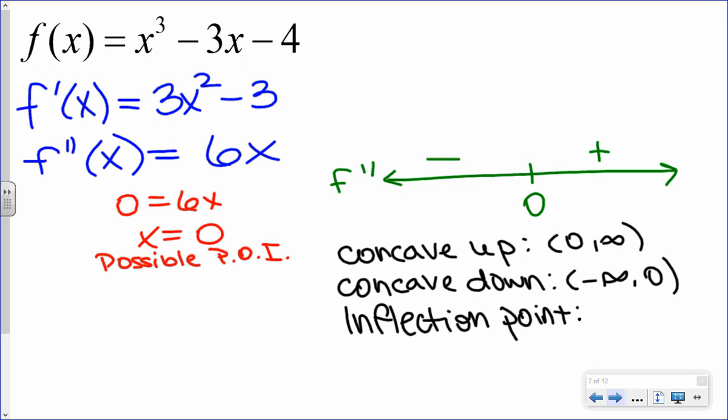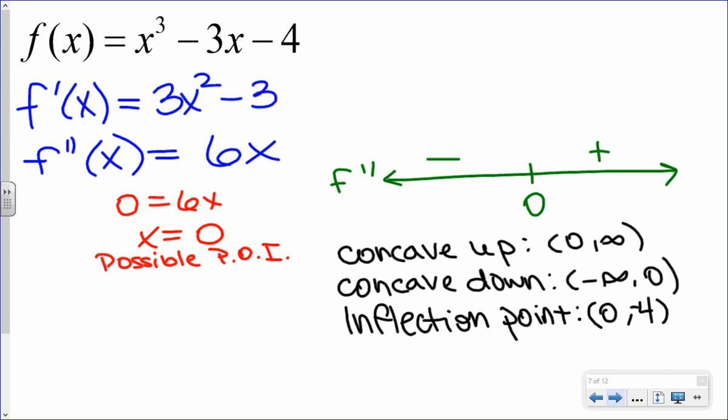Point of inflection, inflection point. I do not care how you say it. I don't care what order. Okay, you'll see it both ways. At the coordinate 0 something, where do we go to get that y value? The original function. If we plug in 0, negative 4 is our point of inflection.